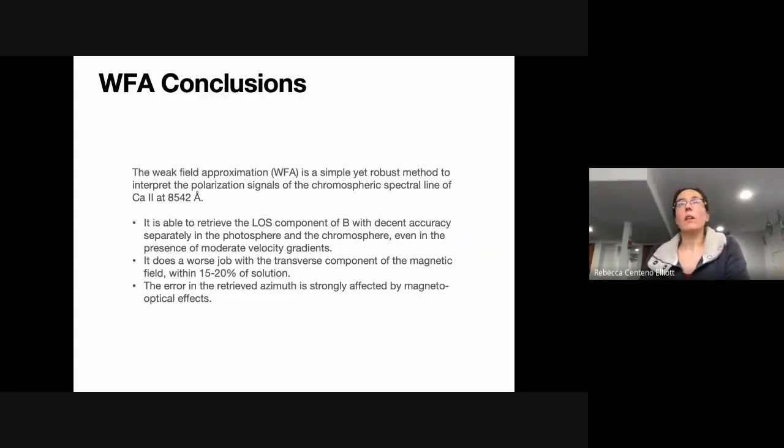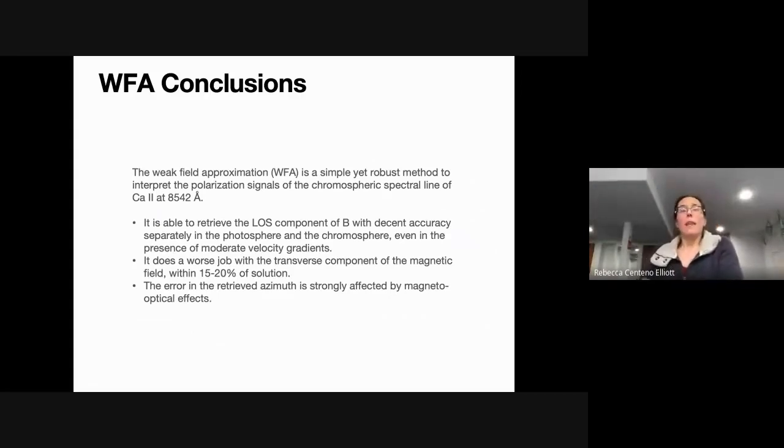So these are my conclusions for the weak field approximation assessment. It is a reliable method to at least qualitatively, if not quantitatively, estimate the line of sight components and the transverse components of the magnetic field in a wide range of field strengths, up to 1,000 Gauss, or maybe even a little bit more.